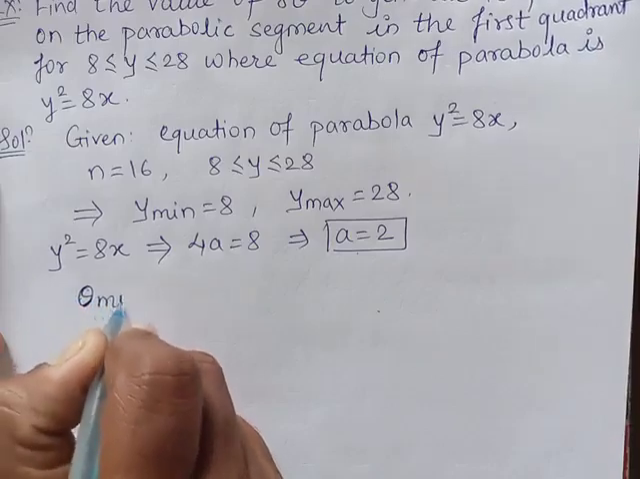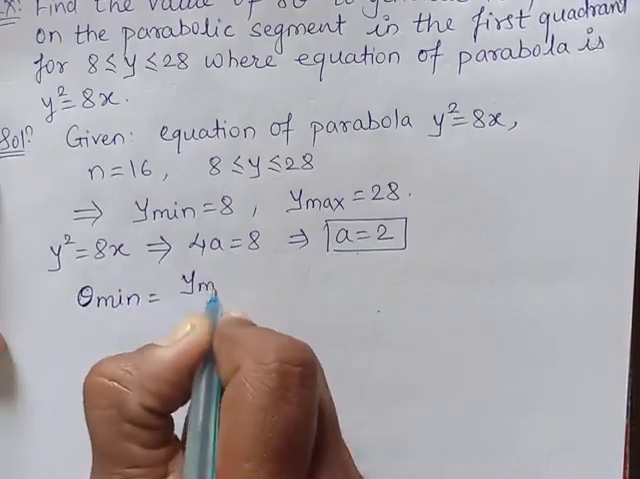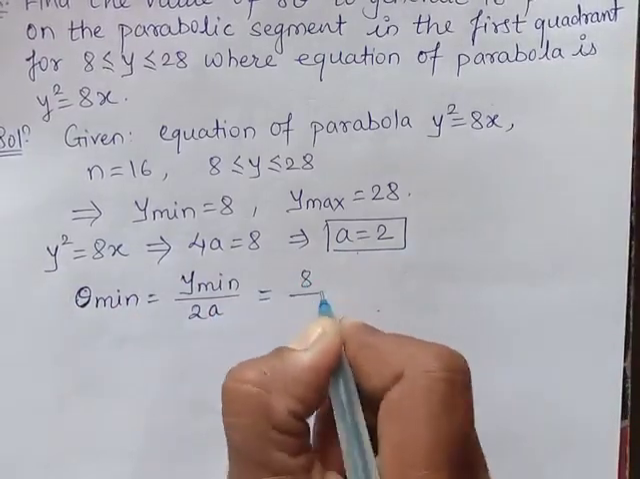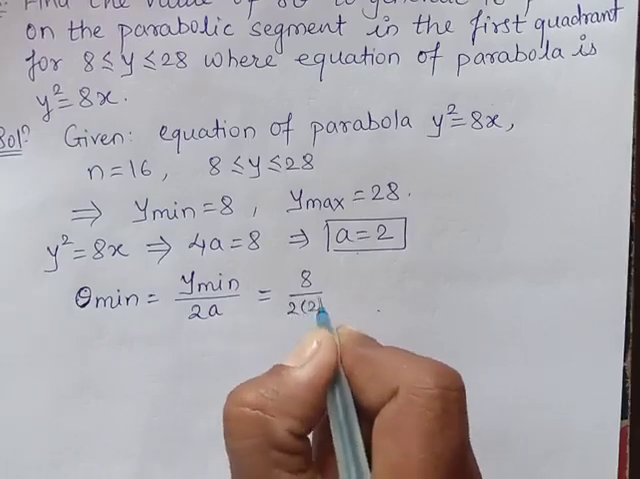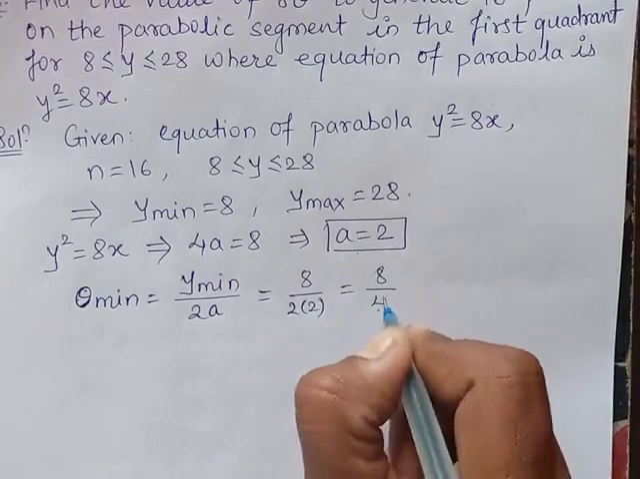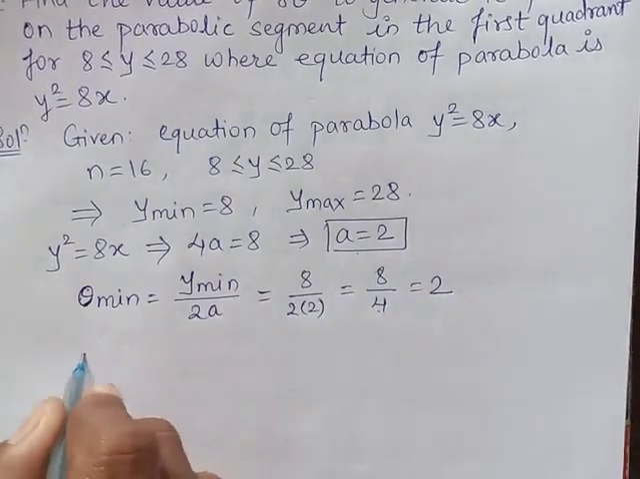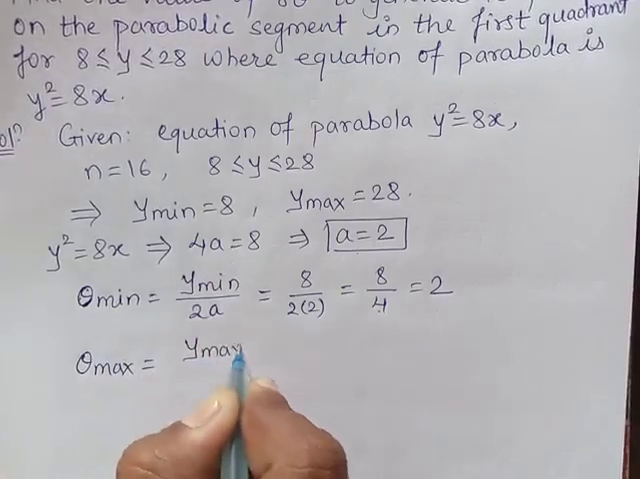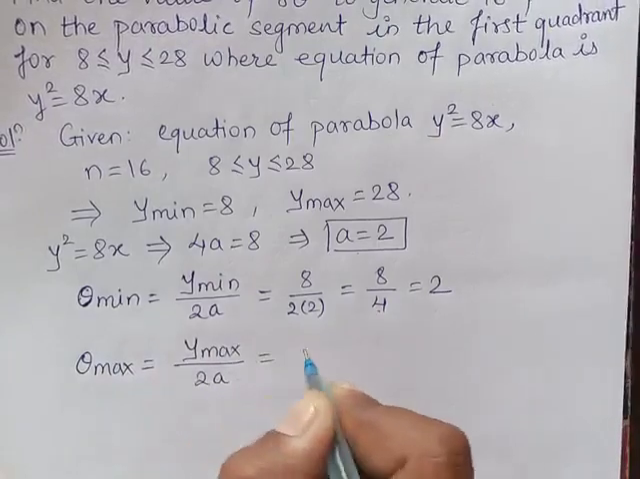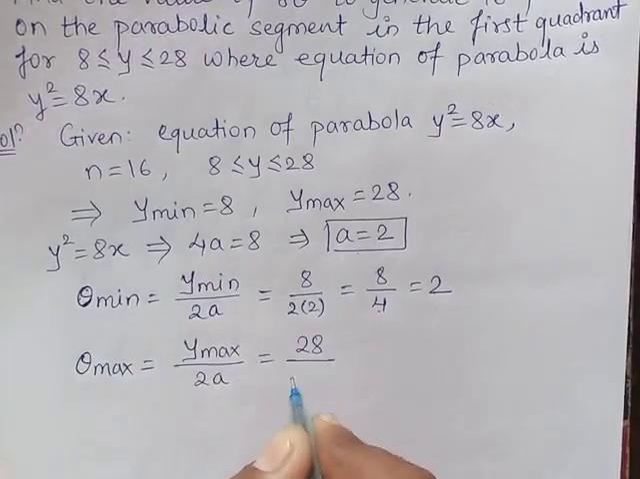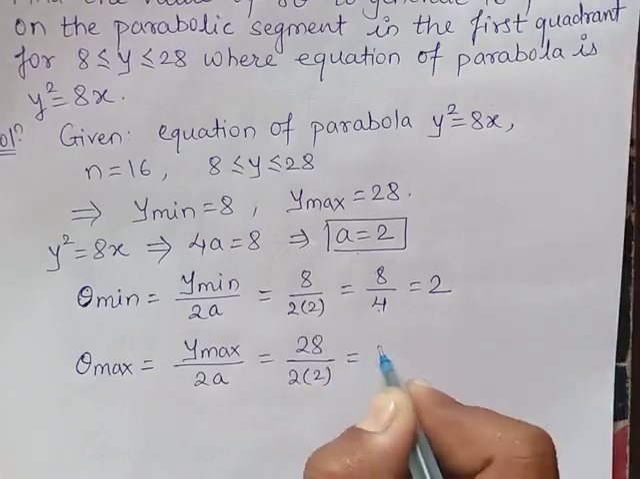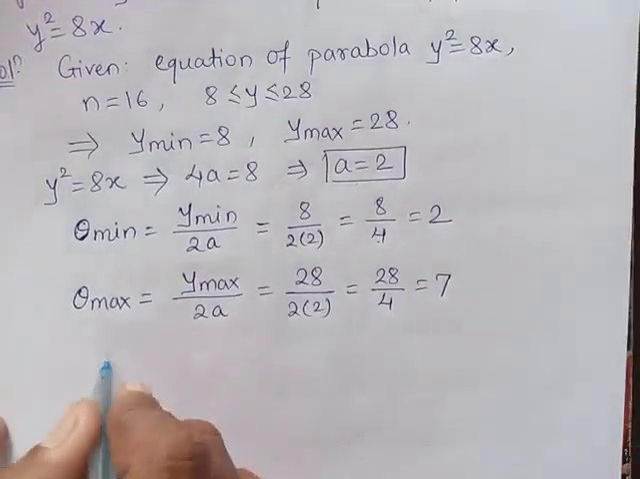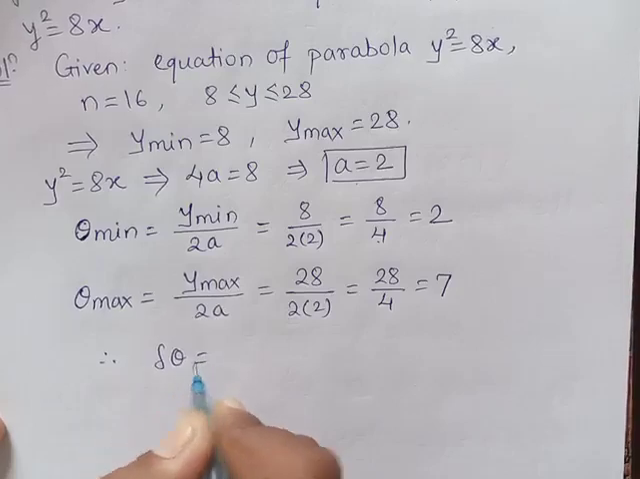Theta minimum is what? Y minimum upon 2a, that is 8 upon 2 into 2, so 8 by 4, that is how much? 2. Again, theta maximum is what? Y maximum upon 2a. So that is 28 upon 2 into 2, so it is 28 by 4. So that is how much? 7. Therefore, delta theta that we have to determine.